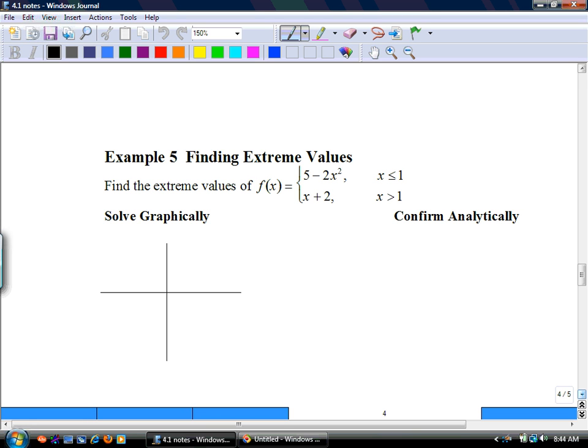No, yeah. Okay, number 5. Is that where you got to? Okay, so find the extreme values of. So we need to graph this, solve graphically. Mr. App, the top one is a parabola. Opening down, move up 5.